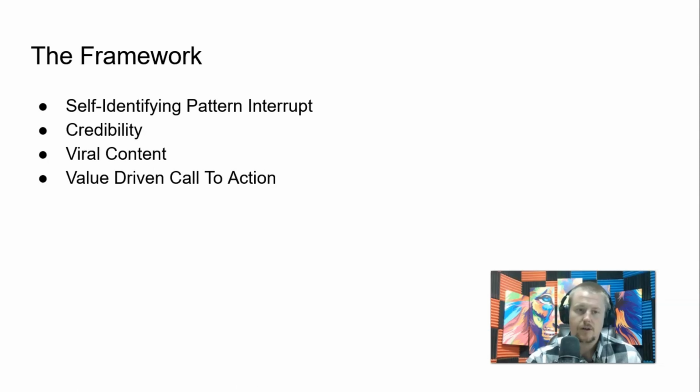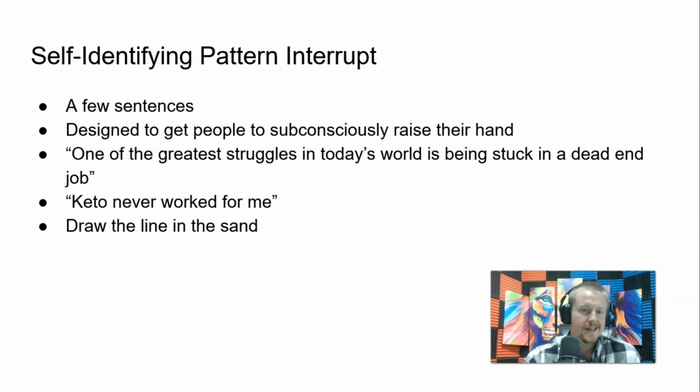All right, here's the framework. First you create a self-identifying pattern interrupt. Then we make sure that you give yourself some credibility, and it's really good just to go deep into that. And then we'll create the viral content part, and then we'll have a value-driven call to action. This is very simple, but this is how you can make a viral compliance ad.